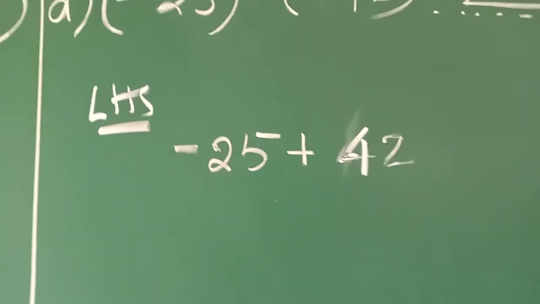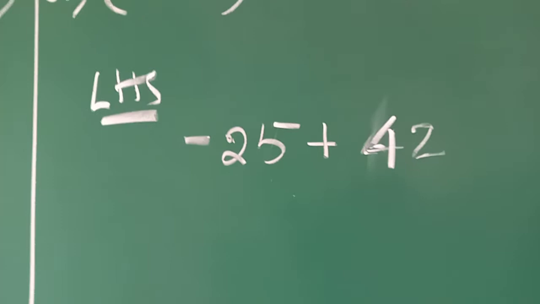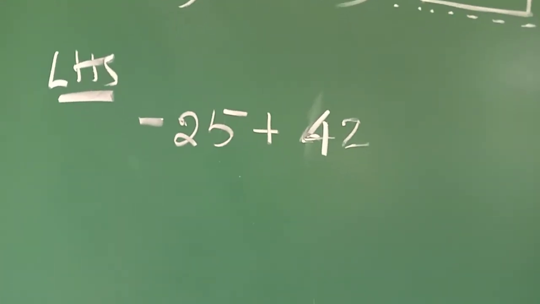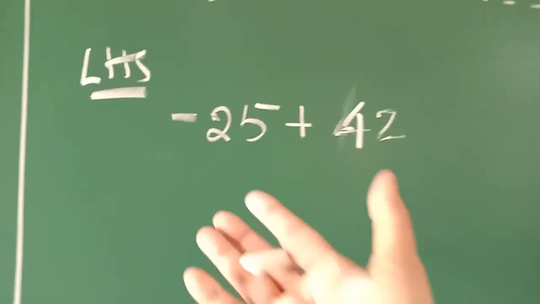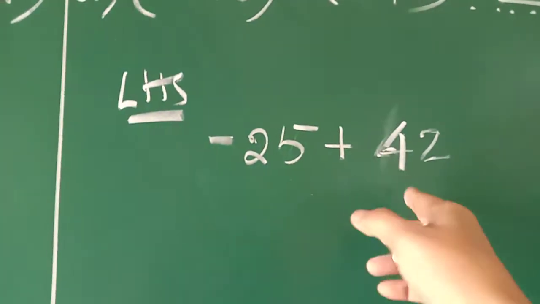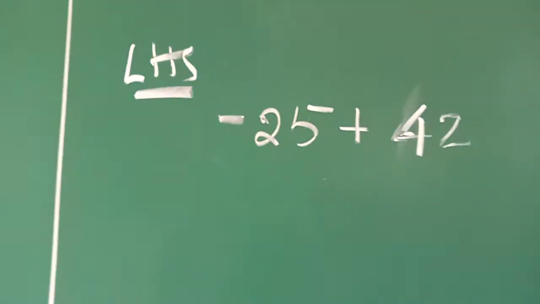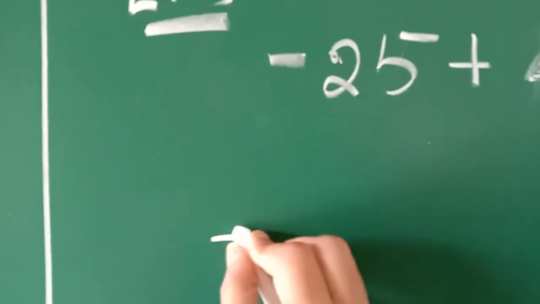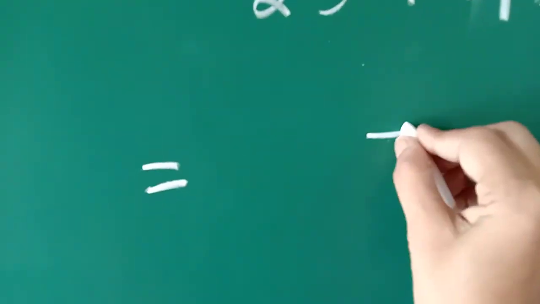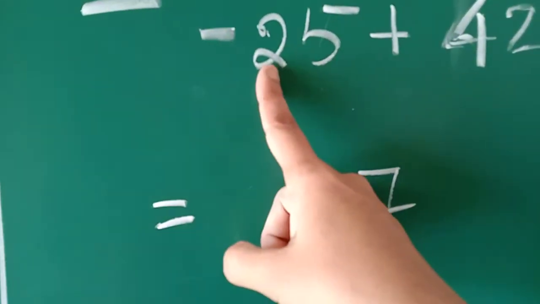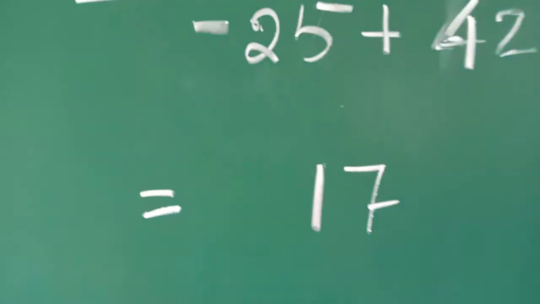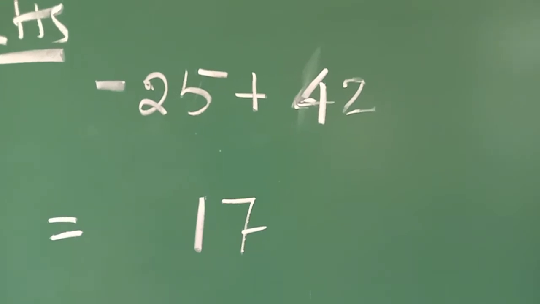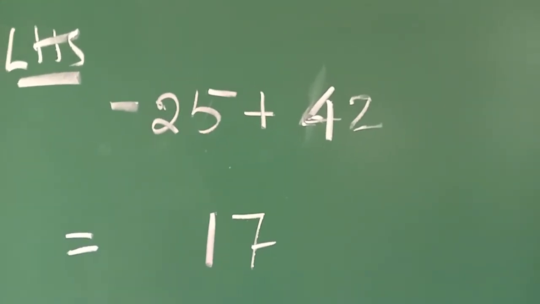Now you are getting two different signs. Two different signs we can't add. We have to subtract, as one is positive and one is negative. That means from 42 you have to subtract 25. After subtraction what will you get? 17.